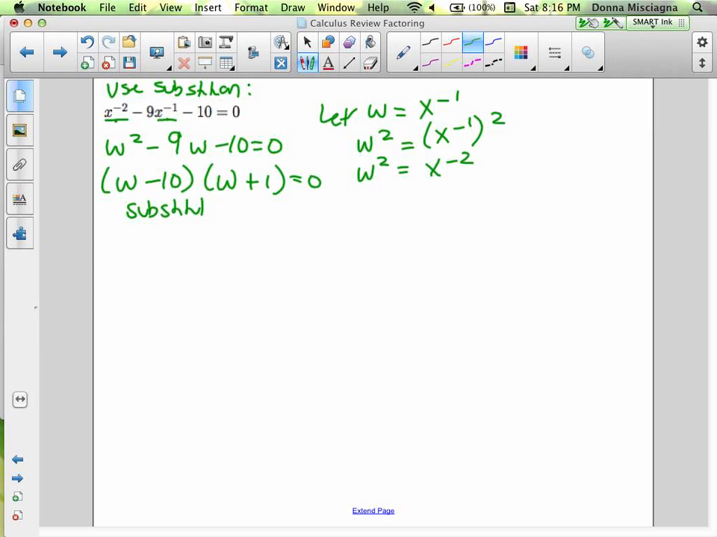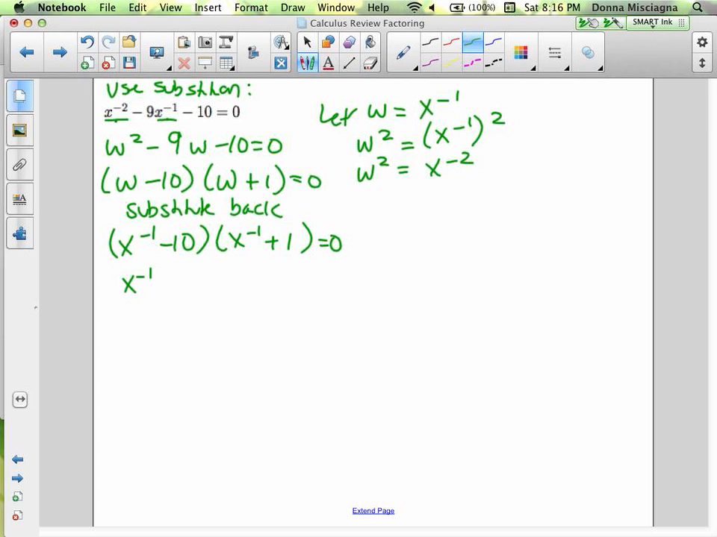Always got to substitute back. So that becomes x to the negative 1 minus 10 times x to the negative 1 plus 1 equals 0. Now we're just going to set them equal to 0 and solve.